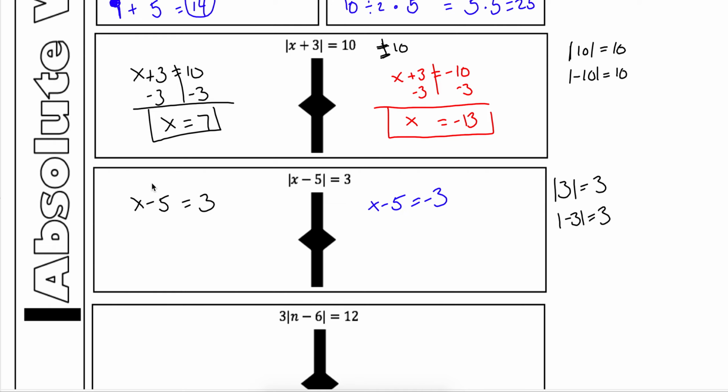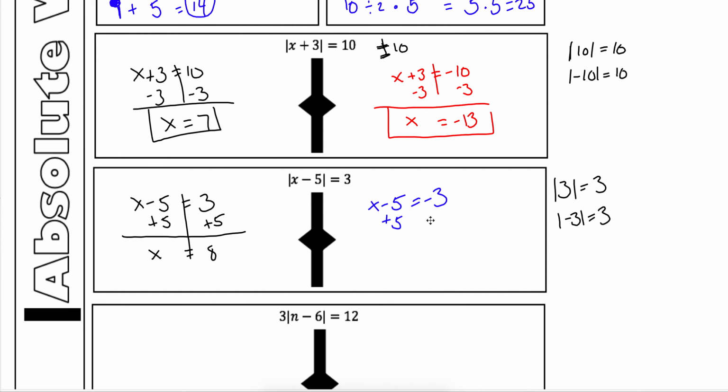Let's solve. Well, what minus 5 equals 3? To figure that out, we have to add 5 to both sides, and we get that x is equal to 8. Well, let's check it. 8 minus 5 is 3. The absolute value of 3 is 3. We found that out. Good job.